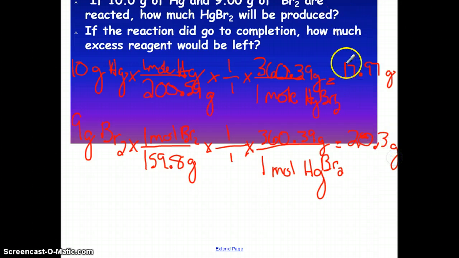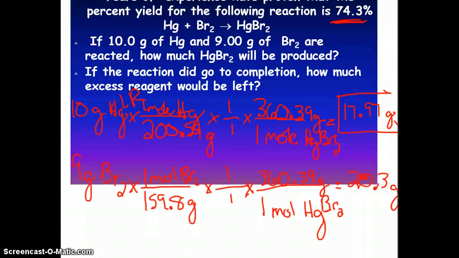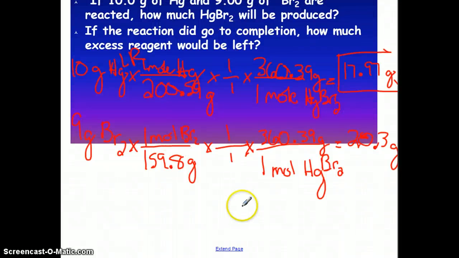Okay, and that gave us 20.3. So that told us that this is really the theoretical yield right there, and the Hg is our limiting reactant. So this is the first part. This is our theoretical, but we know that actually we don't get 100% yield. So we've got to go back and figure out how much actually will be produced. So we need to figure out the actual yield.